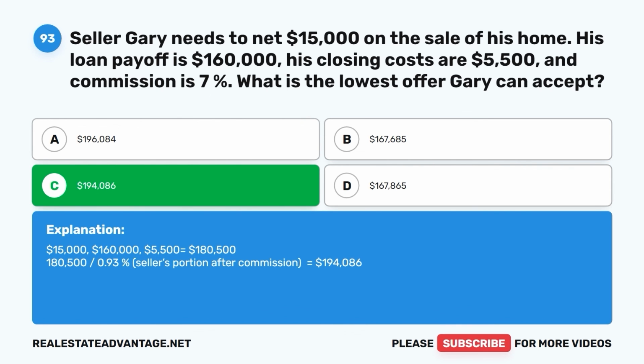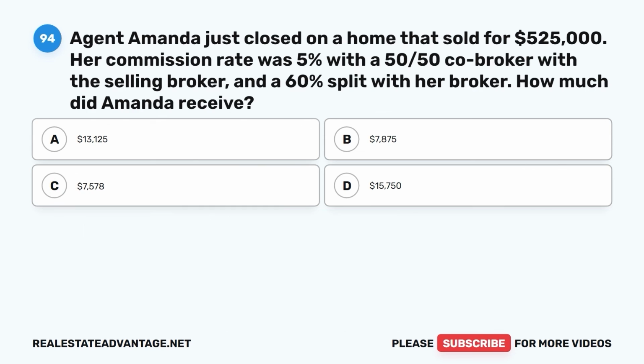$15,000 plus $160,000 plus $5,500 equals $180,500. $180,500 divided by 0.93, the seller's portion after commission, equals $194,086.